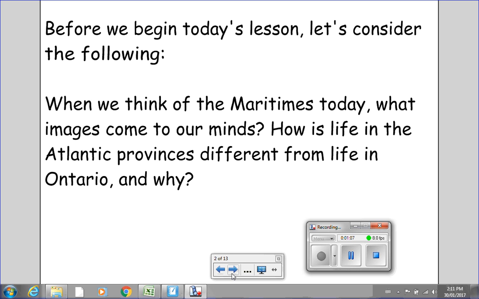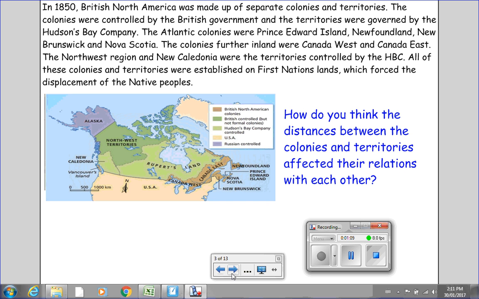All right, let's begin. In 1850, British North America was made up of separate colonies and territories. The colonies were controlled by the British government, and the territories were governed by the Hudson's Bay Company. The Atlantic colonies were Prince Edward Island, Newfoundland, New Brunswick, and Nova Scotia.